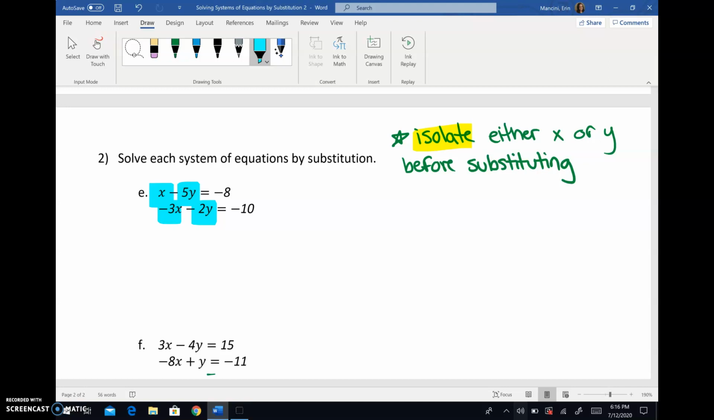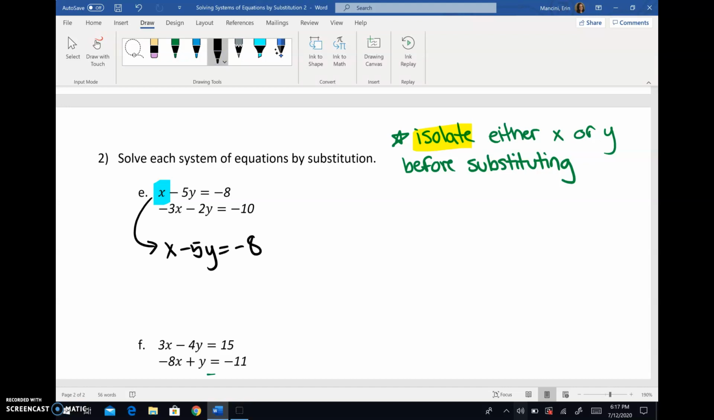Well, this 2y has a -2 in front of it. This -3x has a -3 in front of it. 5y has a -5 in front of it. But this x has no number in front of it, right? If there's no number, it's just a 1. So in my opinion, this x is going to be the easiest to get by itself. So that's what I'm going to show you how to do here. So I'm going to rewrite this equation, which you should do on your own paper.